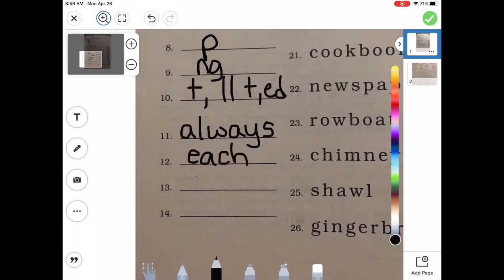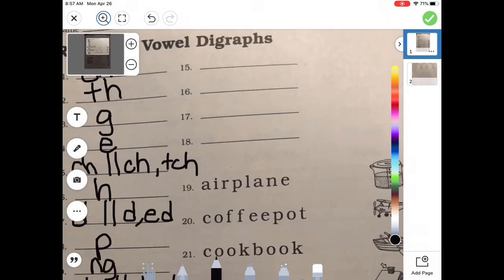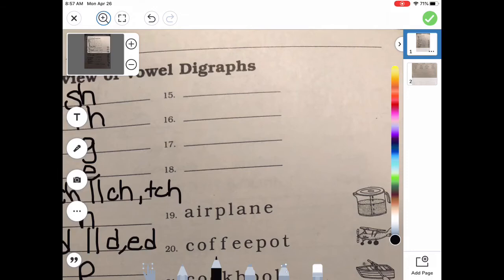Digraph CH, good job. How about three? I have TH, then R, and then E. If I want to make that E sound at the end, I'm going to put digraph EE. Good job. Soon. So S, then O, good job. Soon. Perfect.